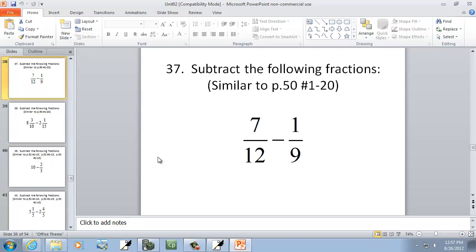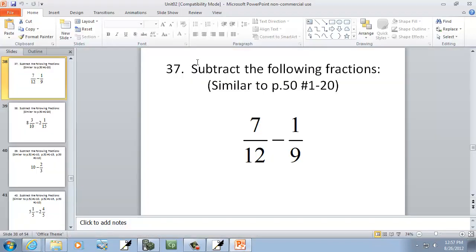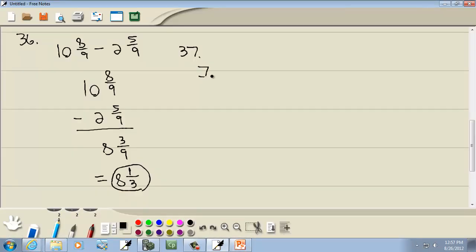Well, let's take a look at one with different denominators. So we've got 7/12 minus 1/9. Well, we have to get the same denominator. So we'll find our LCD again. So we've got 12 and 9. 12 is 2 times 2 times 3. And 9 is 3 times 3.